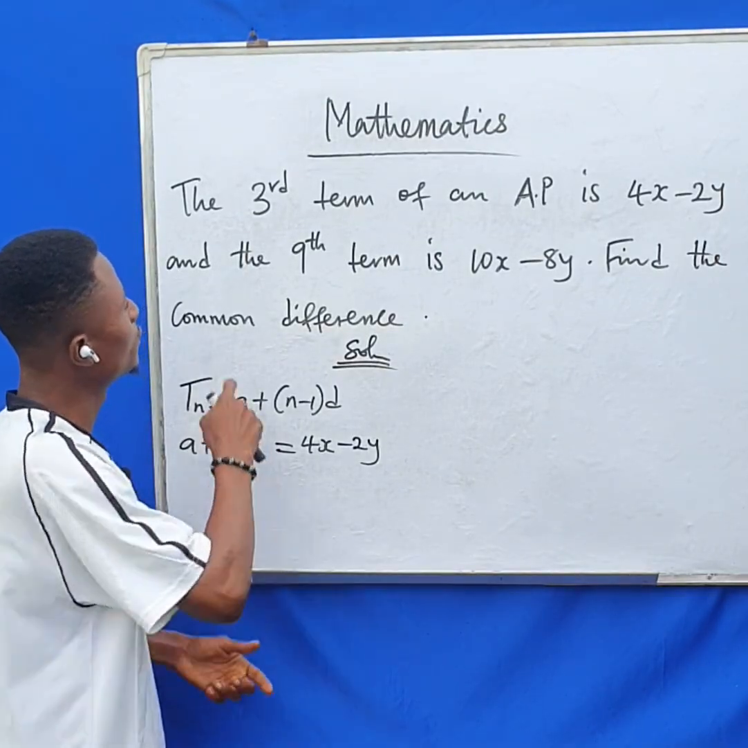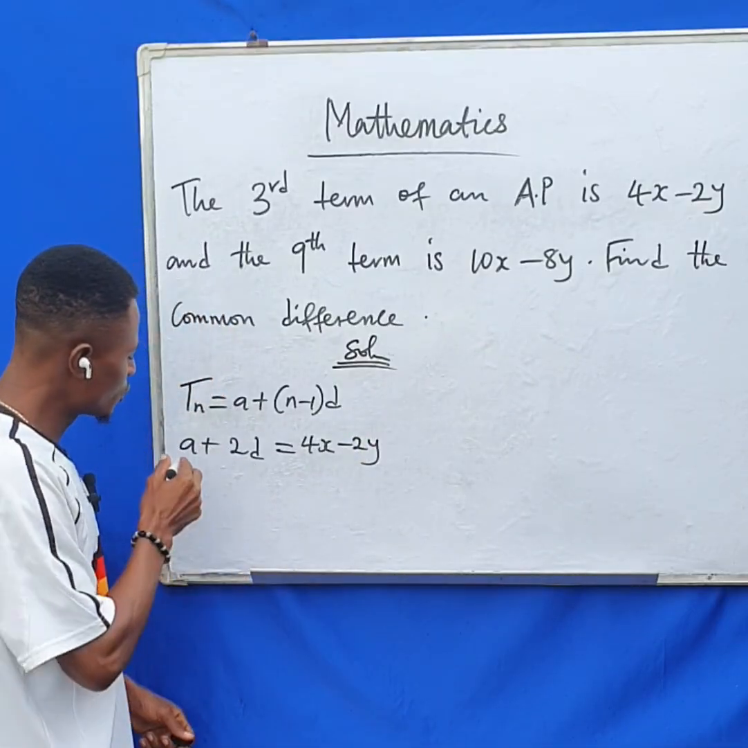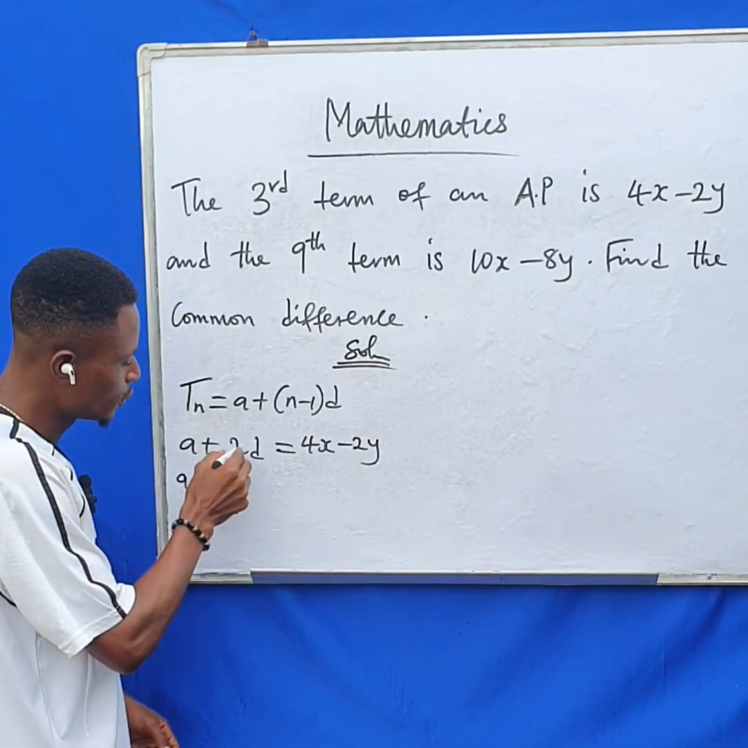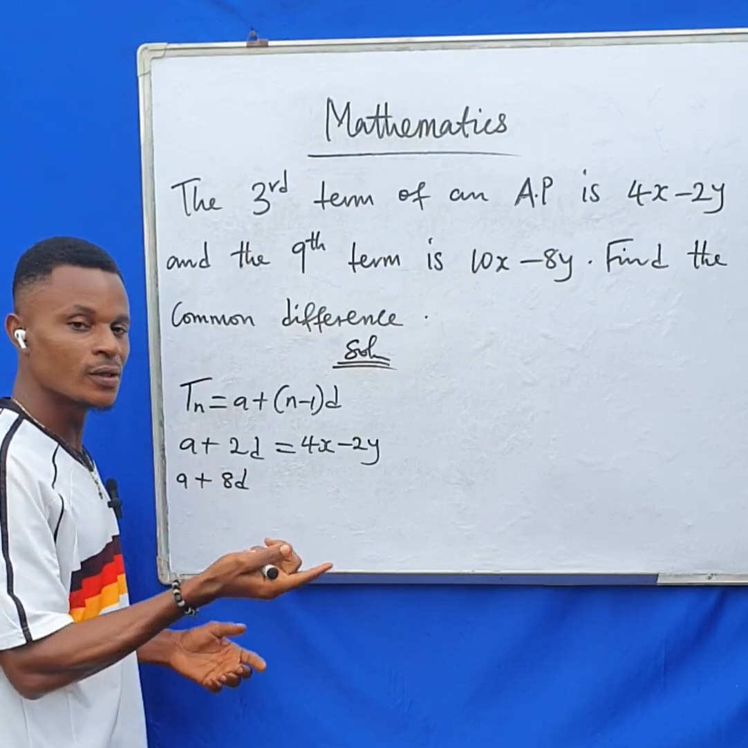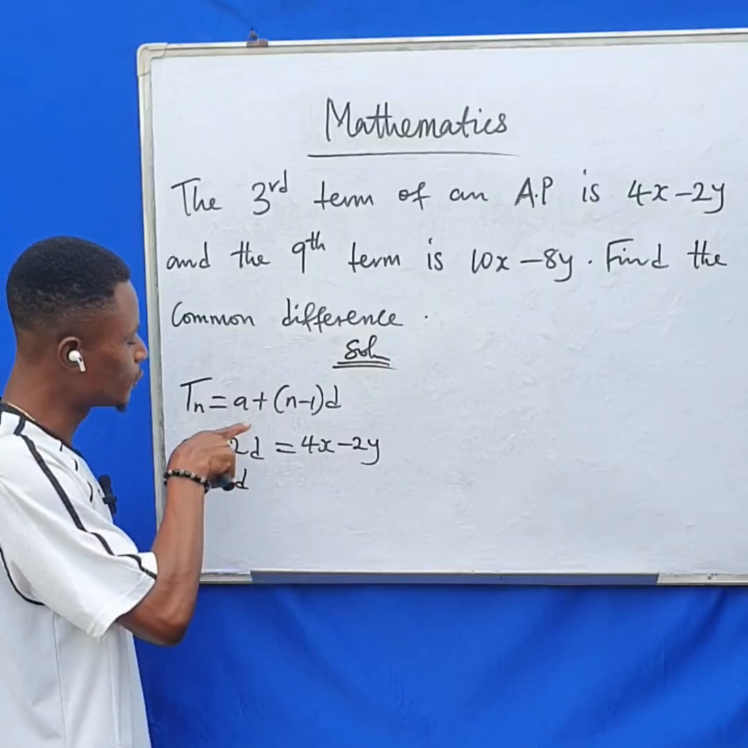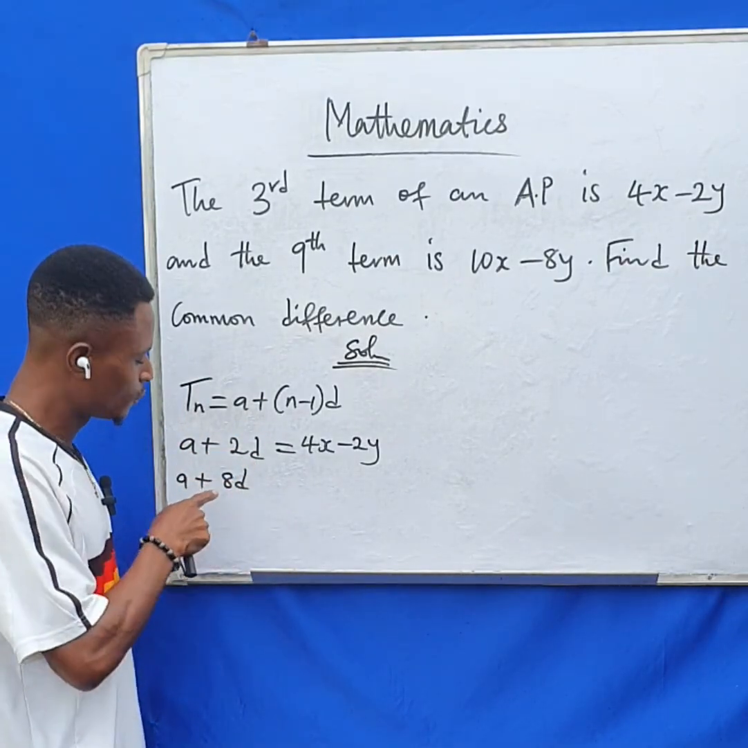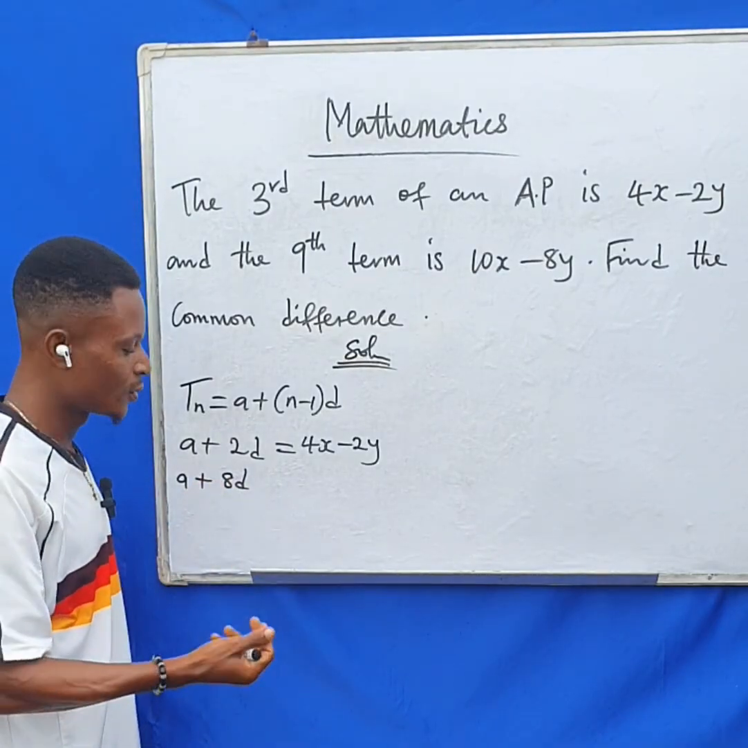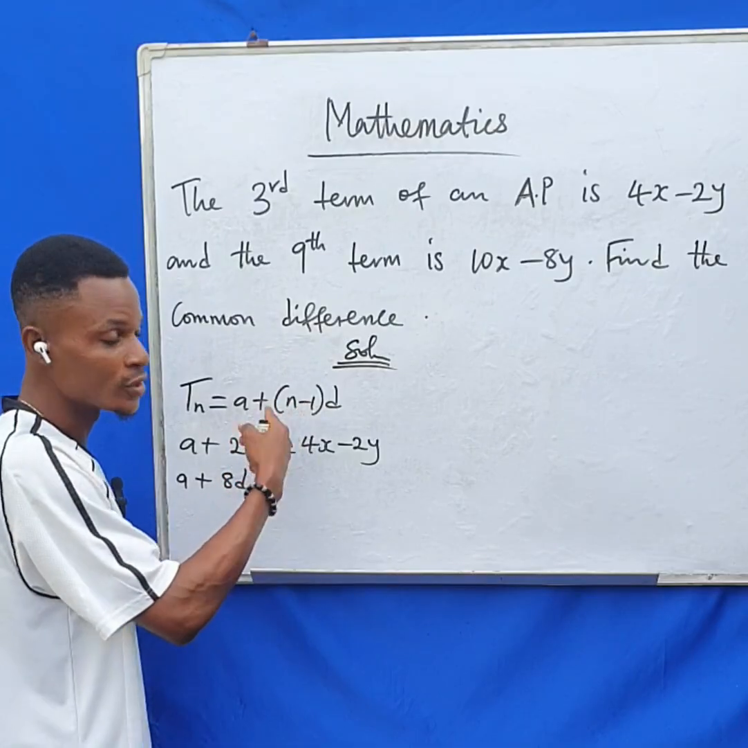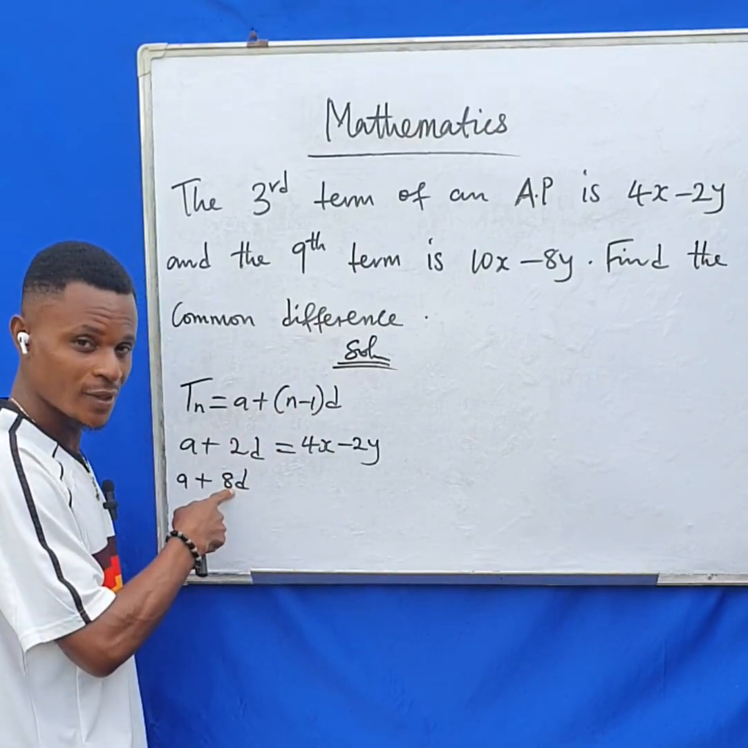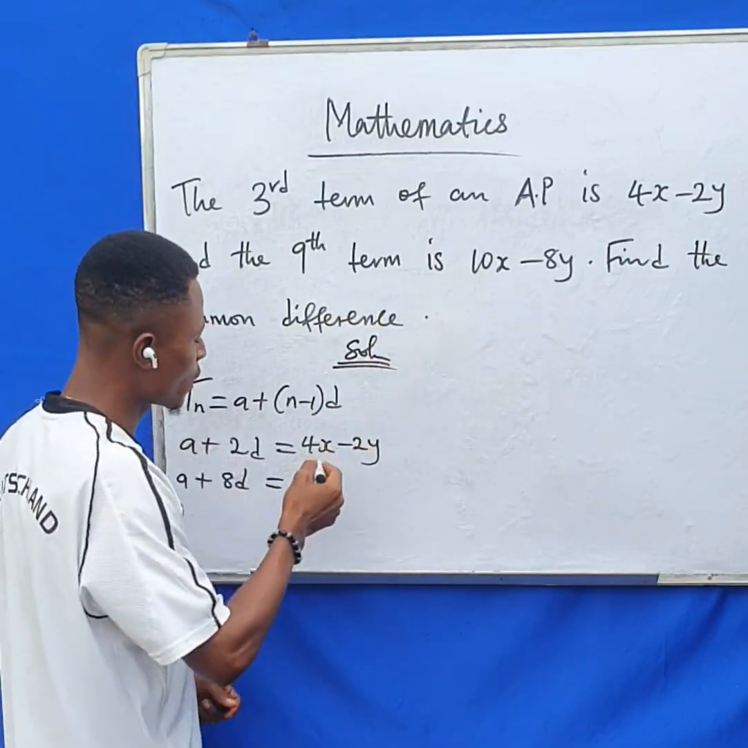Also, we are told that the ninth term of the AP is what? 10x minus 8y. So for the ninth term, we're going to have a plus 8d. The number here should be 1 less than the actual number of terms. So for the third term, we have 2, which is 1 less than 3. For the ninth term, we have 8 here, which is 1 less than 9. You understand? So for the ninth term, if you put 9 here, you have 9 minus 1, which is 8. Then times d will give us 8d. Then equal to, we are told that the ninth term is 10x minus 8y.